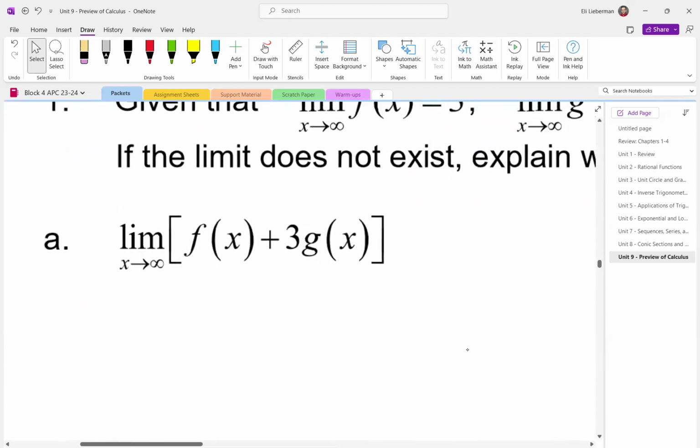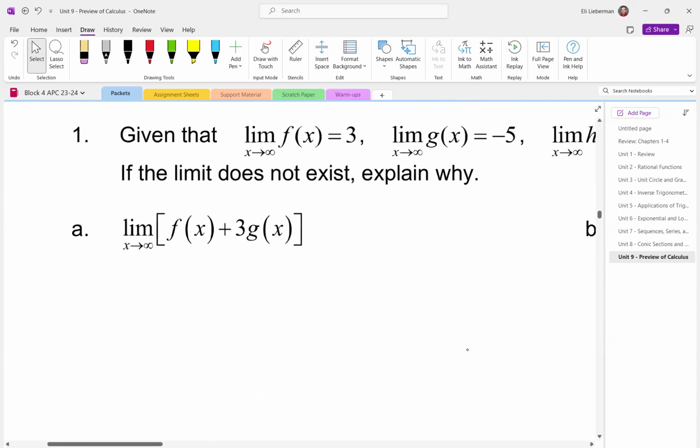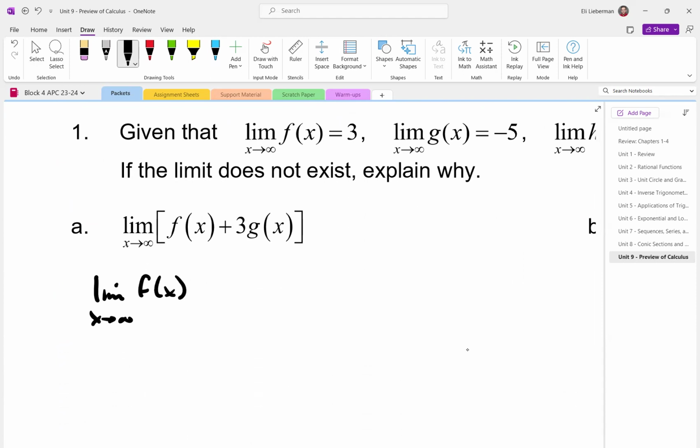So here we go. We're looking for the limit of this craziness as x goes to infinity. We have no idea what these functions look like, but the instructions do tell us a few things about each one of them. So how do we rewrite this using the basic properties of limits, the limit laws? Specifically, it's going to be the limit as x approaches infinity of f of x plus, you see what's going to come next? 3 times the limit of g of x. Yeah, 3 times the limit as x approaches 0 of v of x.